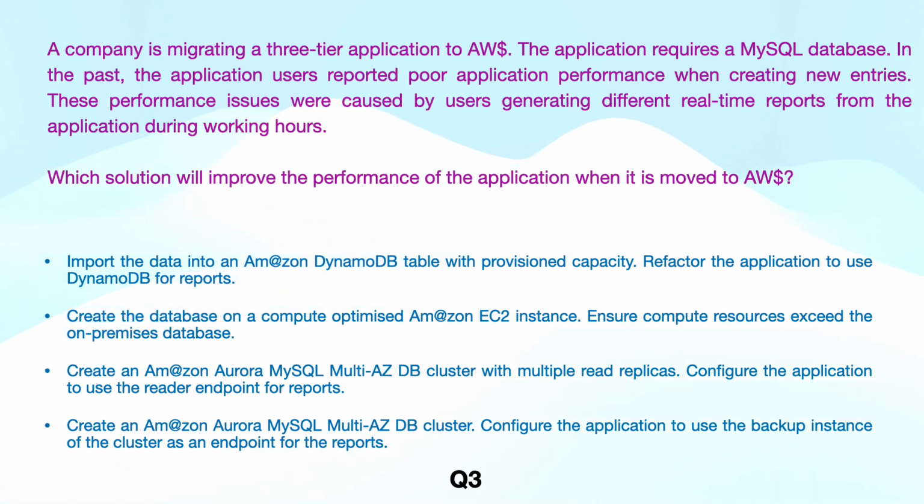The first option is import the data into an Amazon DynamoDB table with provisioned capacity and then refactor to use DynamoDB for reports. The second option is create the database on a compute optimized Amazon EC2 instance, ensure compute resources exceed the on-premises database. The third option is create an Amazon Aurora MySQL multi-availability zone DB cluster with multiple read replicas, and then configure the application to use the reader endpoint for reports. The last but not the least is create an Amazon Aurora MySQL multi-AZ DB cluster and configure the application to use the backup instance of the cluster as an endpoint.